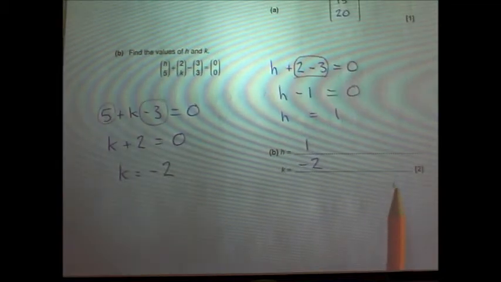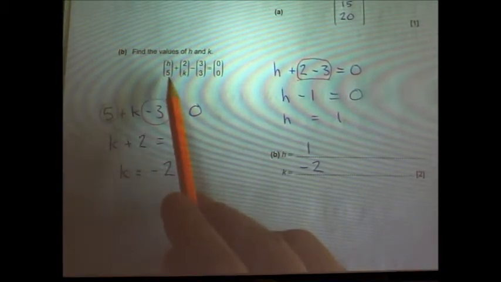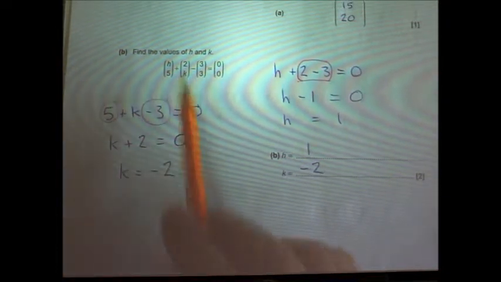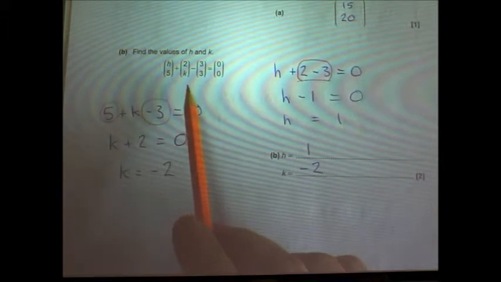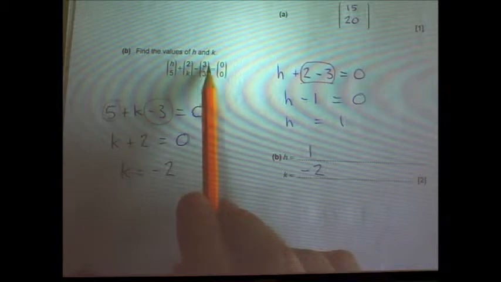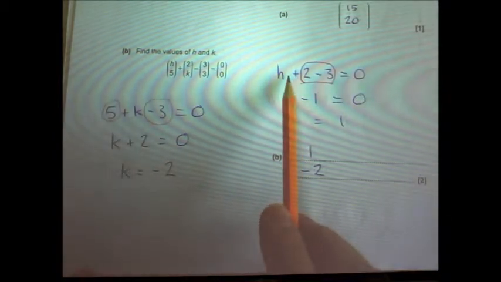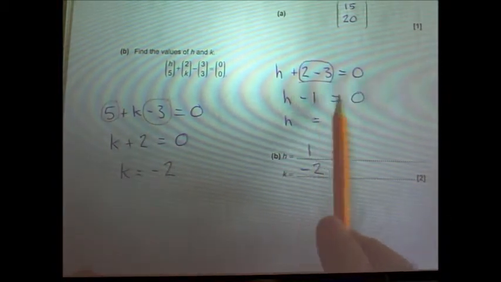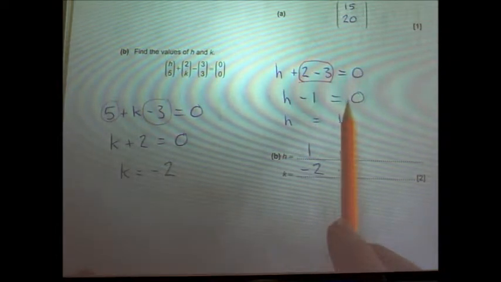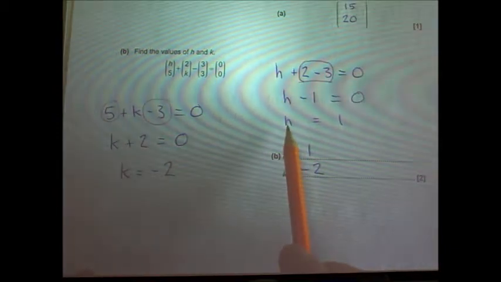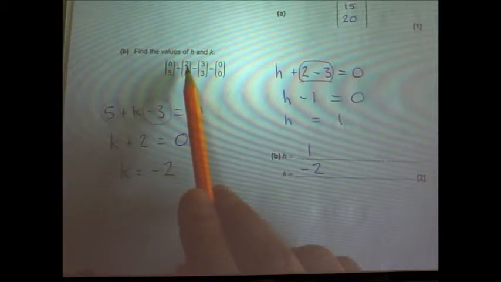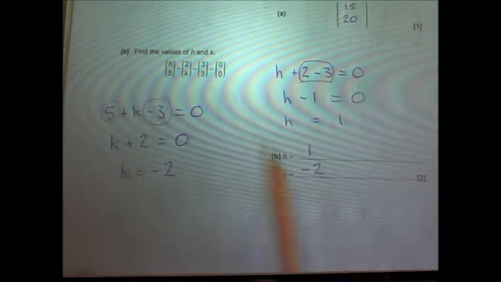Next one. You've got your vectors here, so h over 5, add 2 over k, take away 3 over 3 equals 0 over 0. Find the values of h and k. Well, first of all, do my values for h. So I've got something, add 2, take away 3, gives me 0. So that's what I've written here. 2 take away 3 is minus 1. So something, take away 1 is 0. So h must be 1, because 1 take away 1 is 0. So if you think about it, 1 add 2 is 3, take away 3 is 0. Happy days, there's your answer.